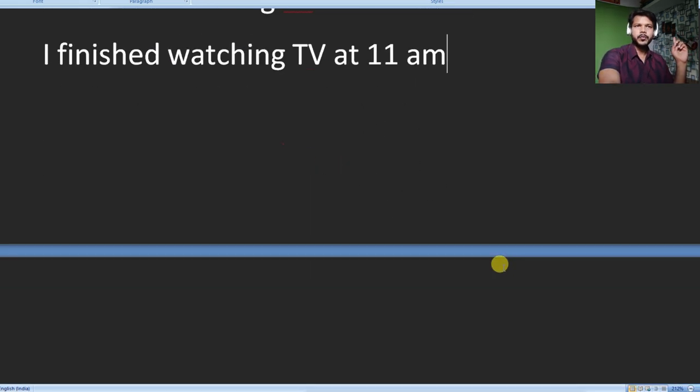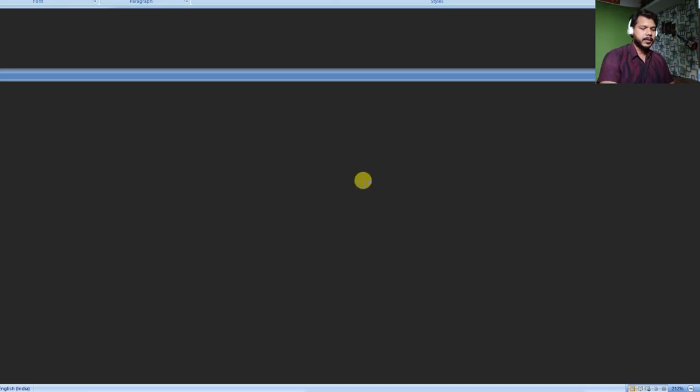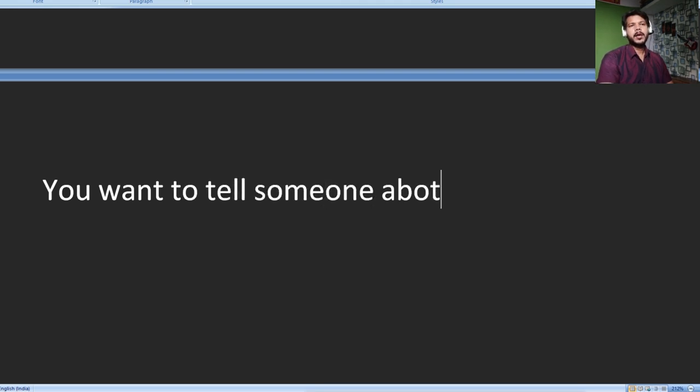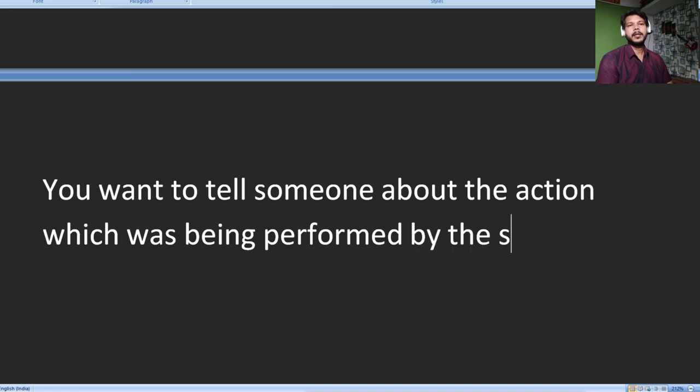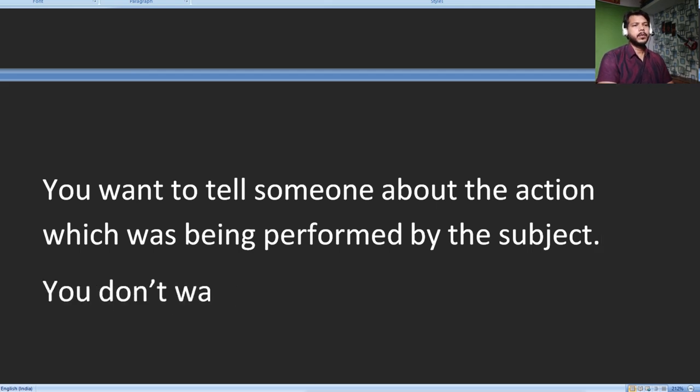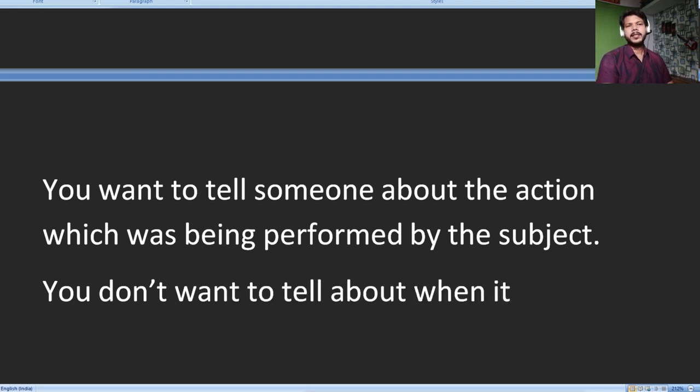So past continuous means what? Continuous means you want to tell someone about the action which was being performed by the subject. Simple as that. You don't want to tell about when it started.